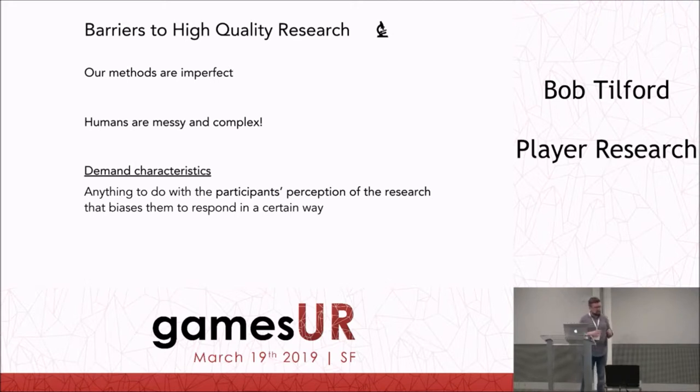And particularly in psychology, there's a class of biases called demand characteristics. A lot of people might be aware of this if you've studied psychology. These refer to anything to do with the participant's perception of the research that biases them to respond in a certain way. I'm sure some people will be aware of at least some demand characteristics. I'm going to quickly go through a few just to give you a sense of what kinds of things I'm talking about. And importantly, as a bit of a spoiler, these are all things that I will be arguing that we can mitigate through the type of rapport we have with our participants.